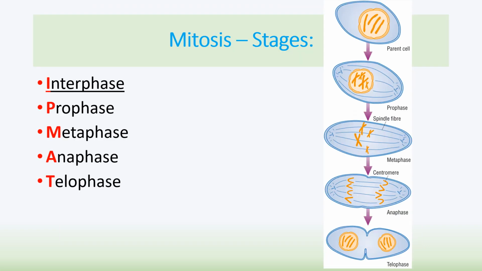So the first stage, as we said, is interphase, which technically isn't mitosis, and then we have 4 more stages in that. So interphase, prophase, metaphase, anaphase, and telophase. And you need to be able to describe the events at each of these stages. So let's have a look at each of them.